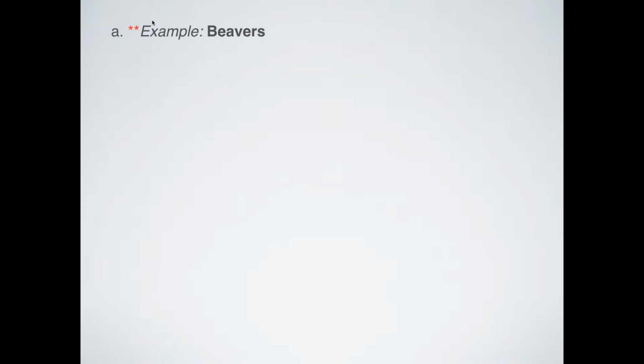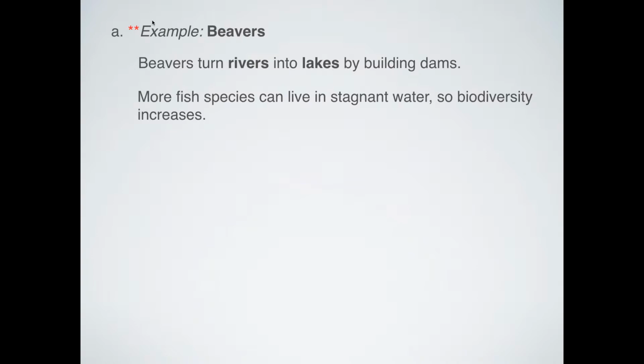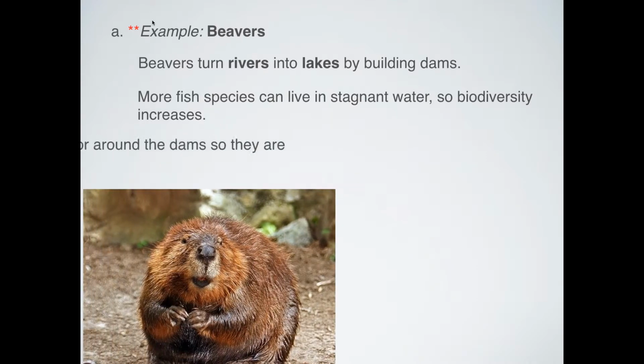First example, beavers. Beavers turn rivers into lakes by building dams. They actually flood forests. What happens when you flood a forest is that more fish species can live, because stagnant water means that fish are going to stay there longer than if they were in a river. If they're in a river, they're going to get carried downstream. But if they're in a lake, they're going to stay there. They're going to actually reproduce more. And so the amount of fish species increases dramatically. And there we go, there's our cute little beaver.